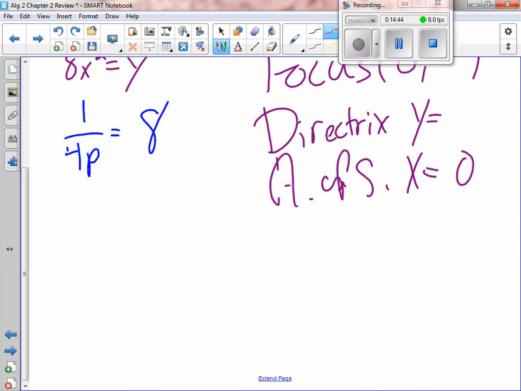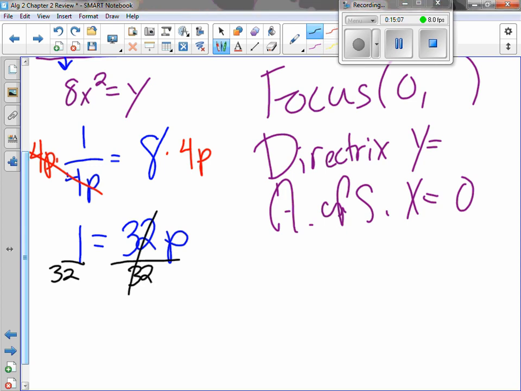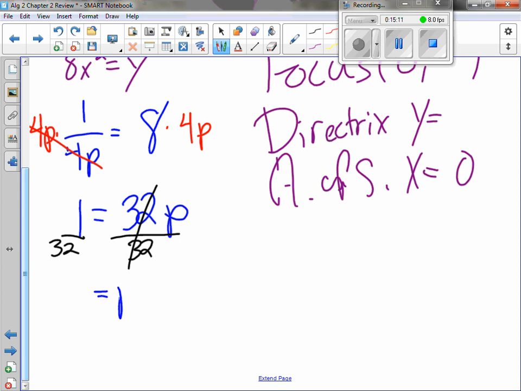So the first thing we need to do is multiply both sides by 4p, because 4p and 4p will cancel. That leaves me 1 is equal to 32p. And then what do we do? We divide both sides by 32. So p is equal to 1 over 32.